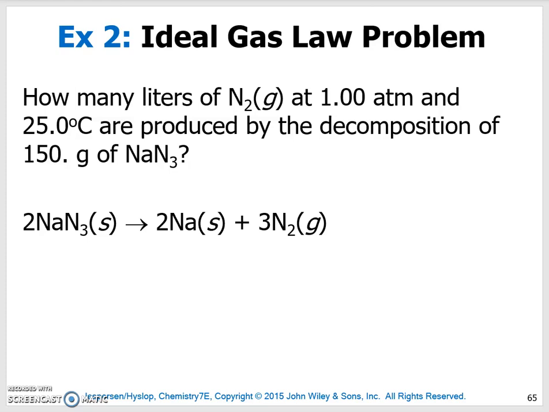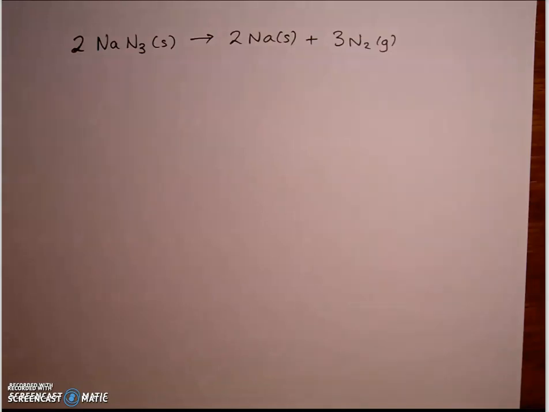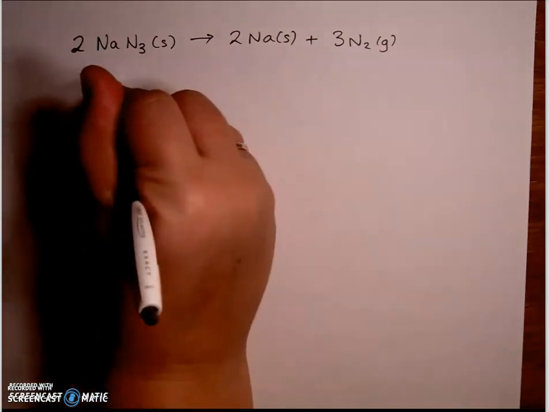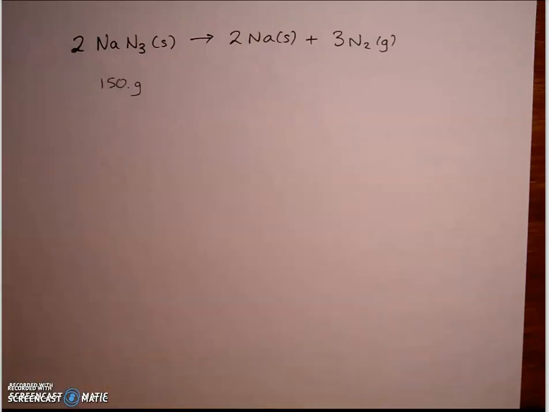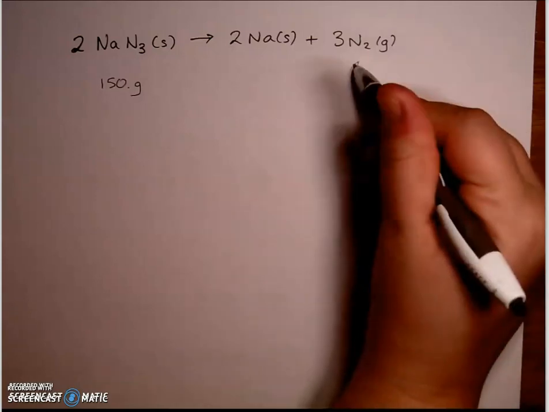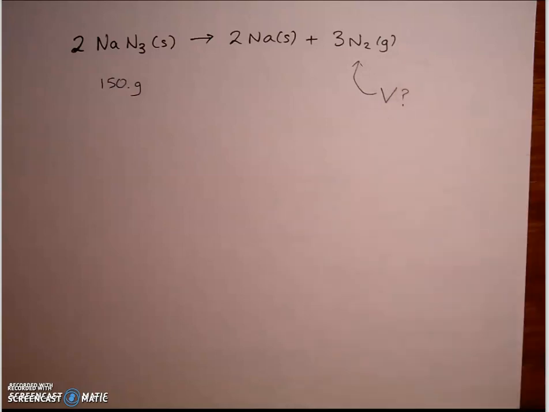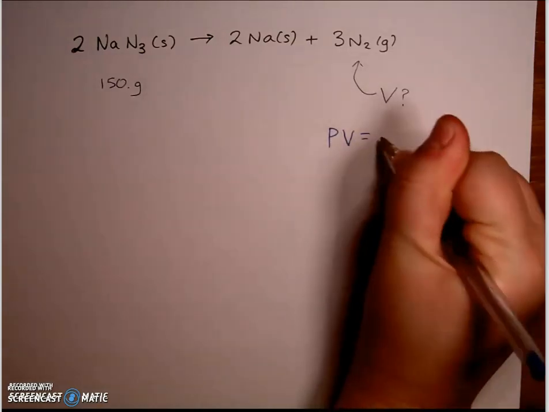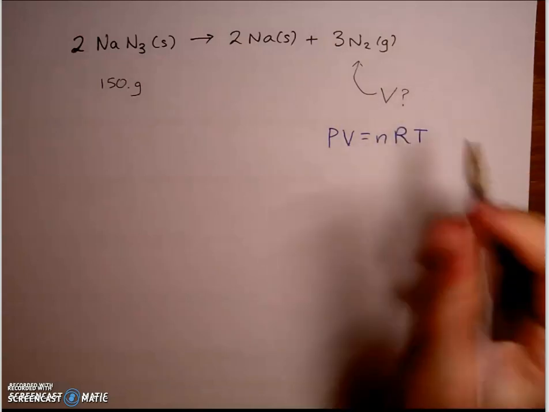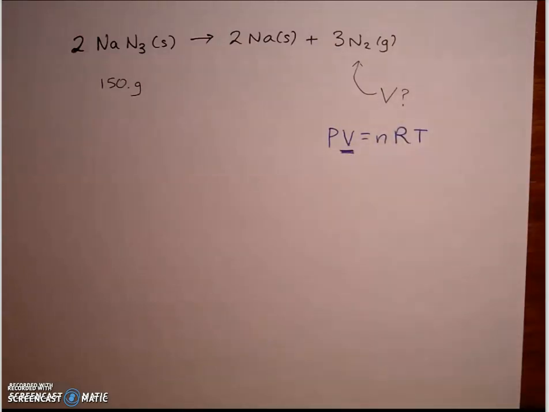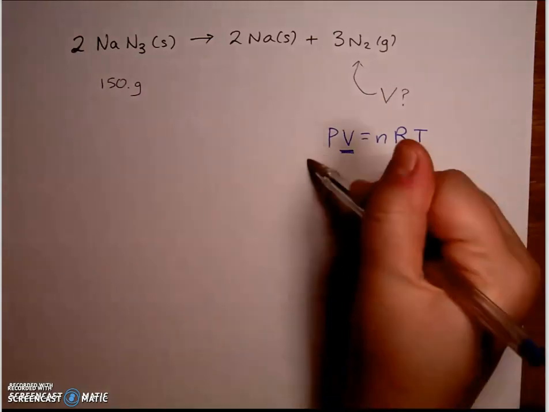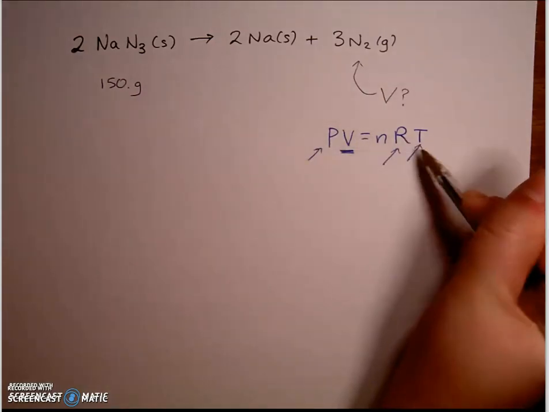Alright, so I've written out the chemical equation and what we know, which is that we're given 150 grams of sodium nitride and we're trying to find the volume of nitrogen produced. Other things that we know just because of our knowledge of chemistry, we've got the ideal gas law. That's how we're going to solve for volume. And we can determine the molar masses of all the species involved.